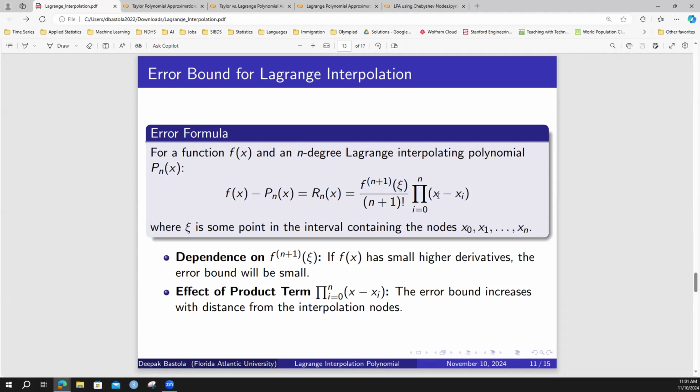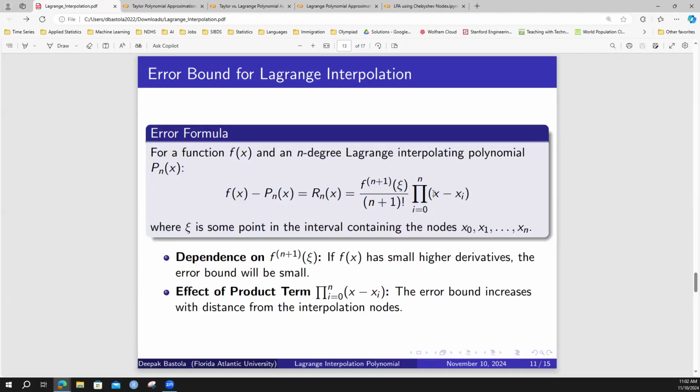And also it depends upon the product of x minus xi minus 1, right? So for this error bound, if this increases, of course our error will increase in that case, right? So in the interpolated nodes, if they are far away, of course this error will increase.